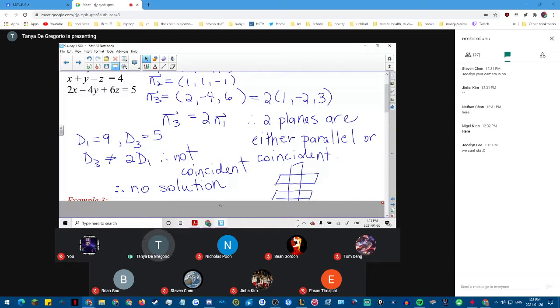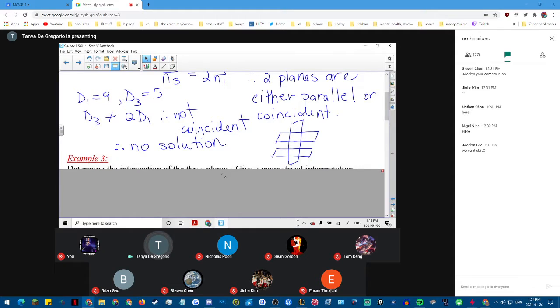So for the geometrical interpretation, what do you have here? You have 2 parallel planes and the other plane goes through them. Okay? And there's no solution. 2 parallel planes and 1 distinct plane. Okay, so the 1 distinct plane is going through the 2 parallel planes. And so you have no solution. All right.